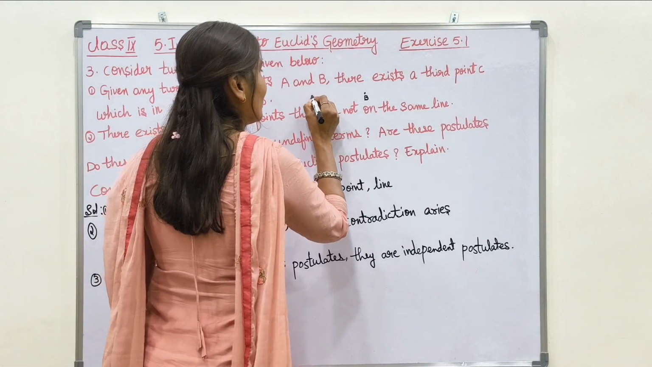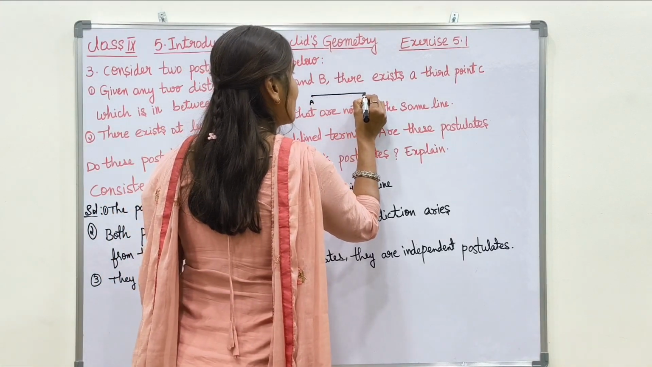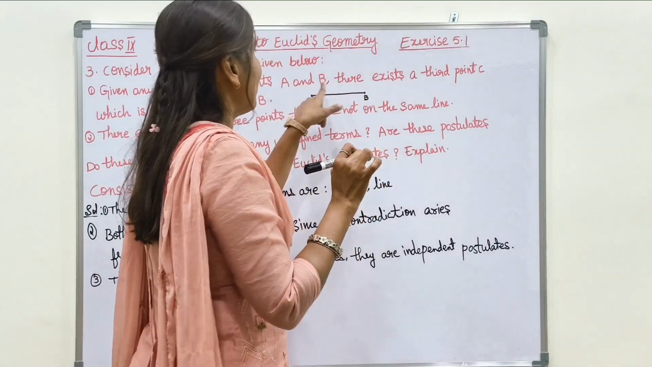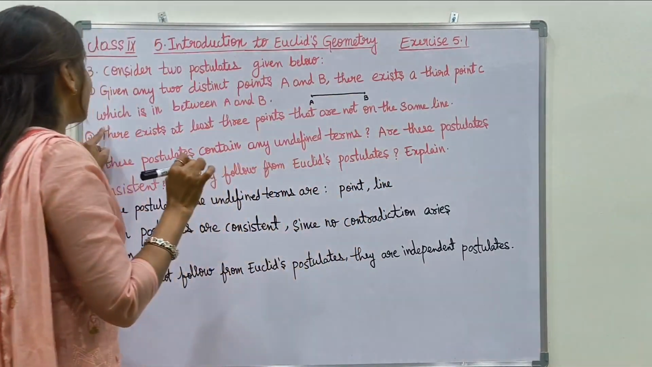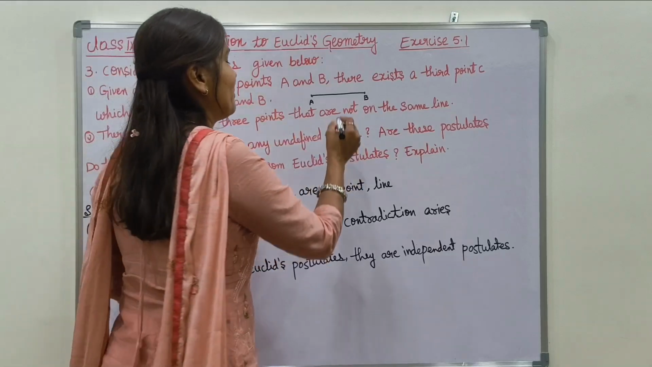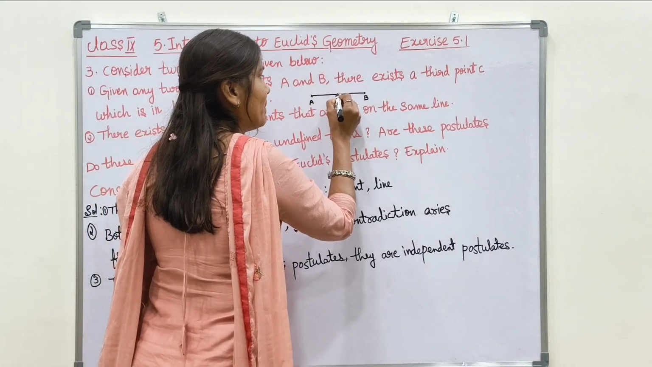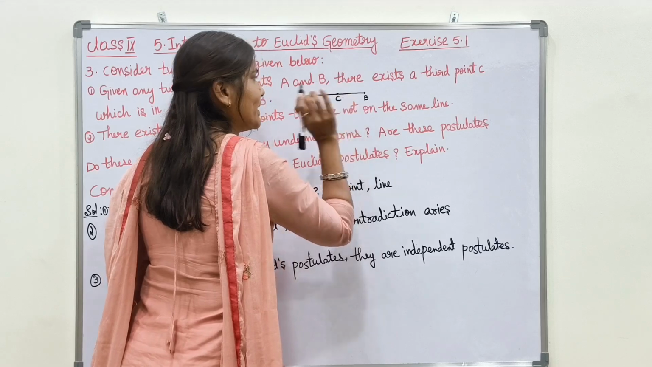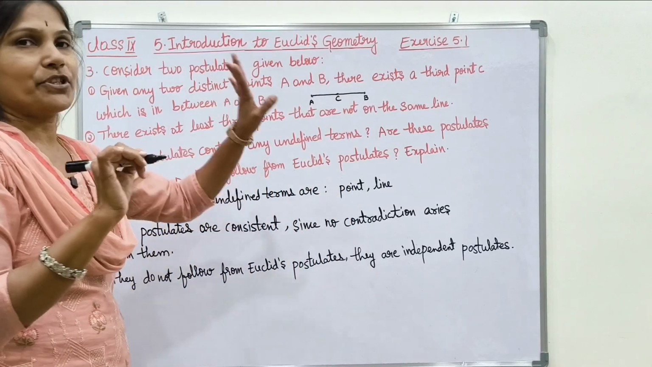First we will join these two dots with a line. In the middle of these two dots, A and B, there exists a third point C which is between A and B. So on this line AB you have to put a dot. It is C. This is the meaning of the first postulate.